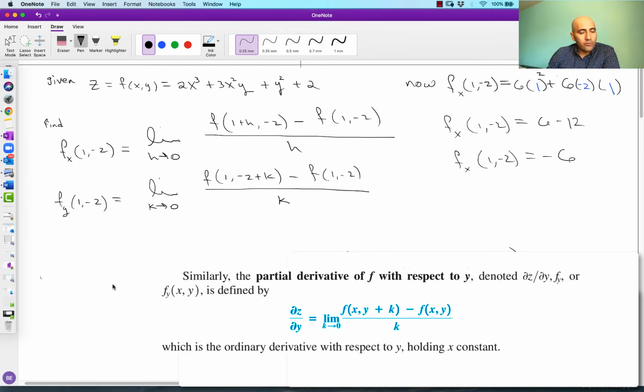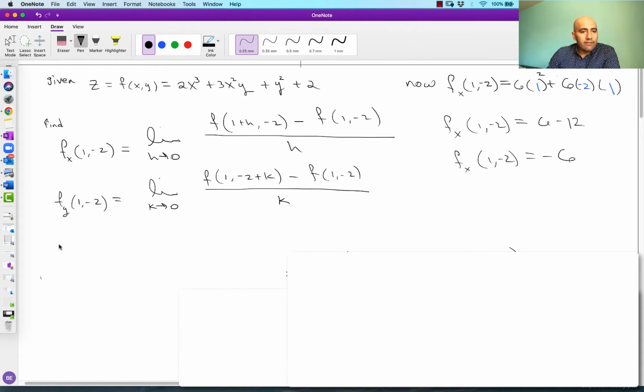And our shortcuts that we learned before still apply here. So this f sub y evaluated at x comma y is just a generic derivative, not at a particular point. We're going to find the generic derivative and then evaluate it at the point 1 comma negative 2, just like before.